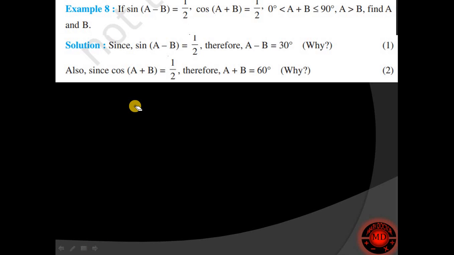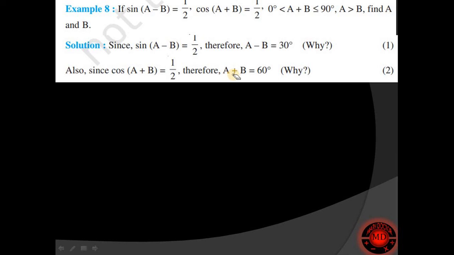So let's take some other question. If sin(A minus B) equals 1 by 2 and cos(A plus B) is 1 by 2, then find A and B. Using this, we know that sin 30 degrees equals 1 by 2 and cos 60 degrees equals 1 by 2, using our trigonometric ratios table.